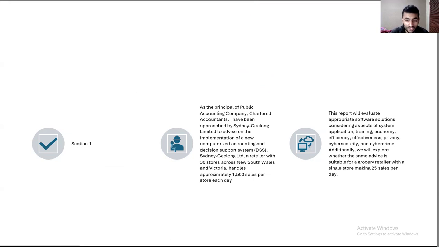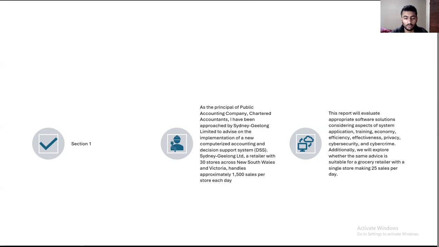And so this is section 1, and we will also look at various applications, various software systems that we can use, and also we will look at if those softwares can be used for a store which generates 25 sales per day. So this is section 1. So we have 2 questions in section 1.